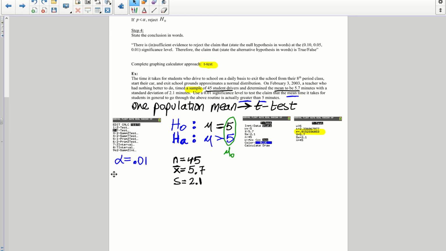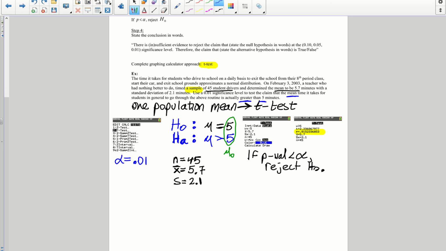The recurring question is always going to be, how does the p-value relate to the alpha value? So I'll write the statement again, because this is how you draw your conclusion. If the p-value is less than alpha, we reject the null hypothesis.